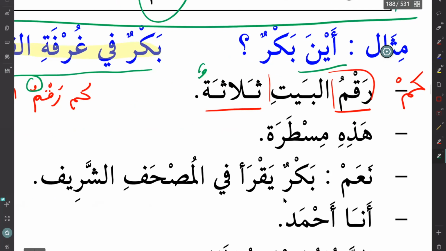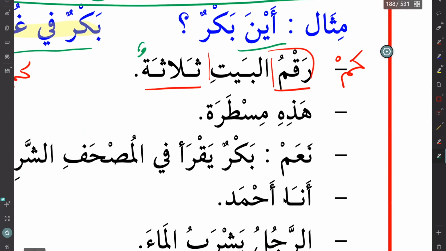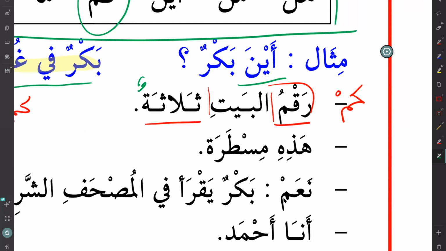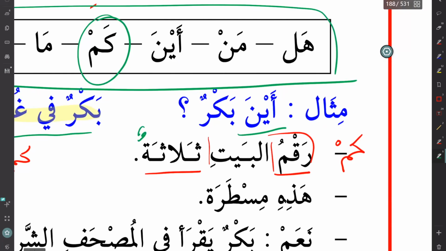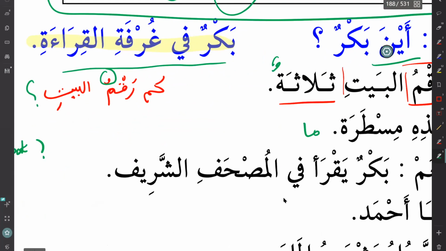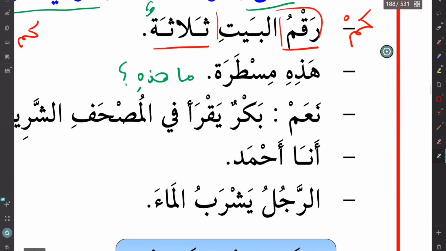Okay, now the next one, it says هذه مسطرة. This is a ruler. Now that should be very easy. What would be the question? Somebody's asking about what is this, right? Ma هذه, then you say هذه مسطرة. So we have to use this one. Ma هذه, that would be the question. Then you say هذه مسطرة.